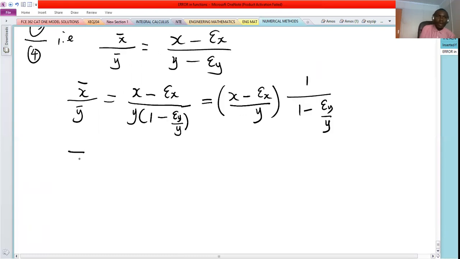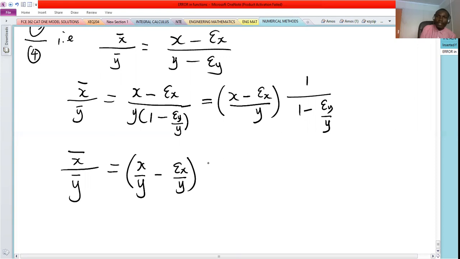So this will be x bar over y bar equals x over y, so I divide each of these two terms by y, minus error in x over y. And then this is the same thing as 1 minus error in y over y raised to power negative 1. So remember, this is the same thing as raised to power positive 1 in the denominator. So when it goes up, then it becomes negative.